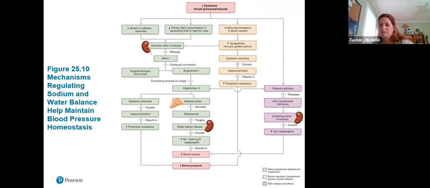One is it will stimulate the thirst reflex. That's the one that's not on here. It is also a vasoconstrictor, and it stimulates the cortex to secrete aldosterone, and it will also stimulate additional ADH release. So this is just going over those 4 effects of angiotensin 2 and how it returns blood volume to normal, which then results in an increase in blood volume and an increase in blood pressure.